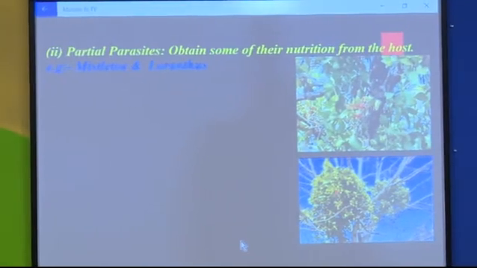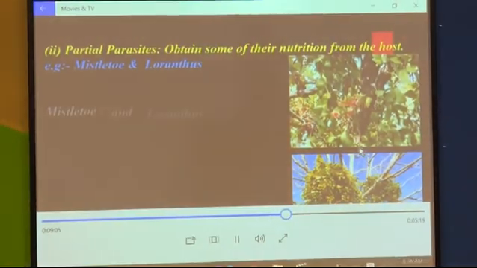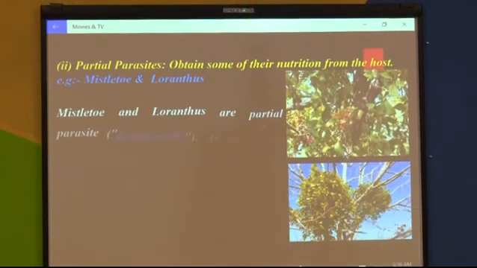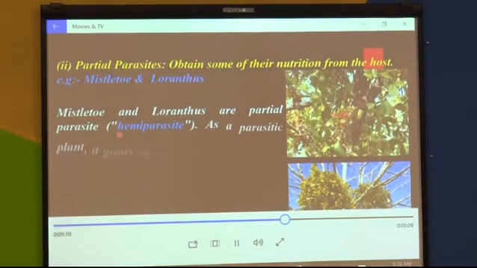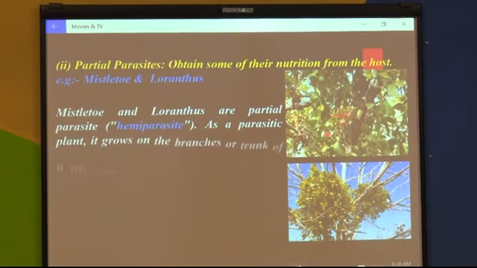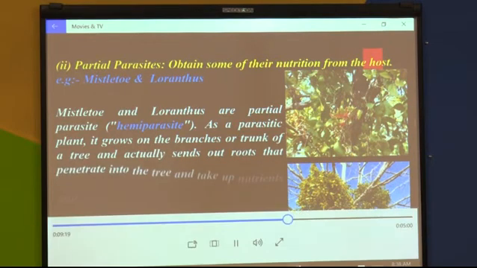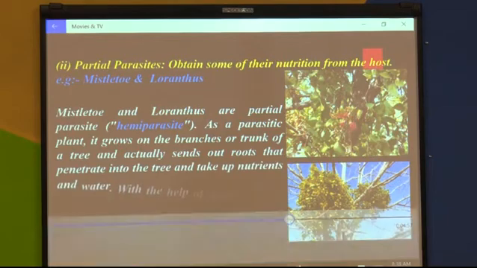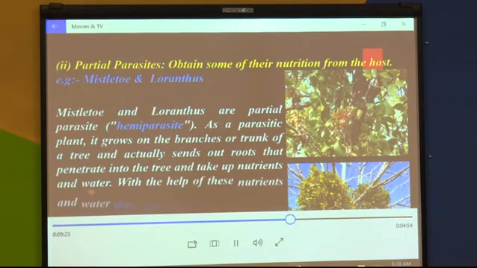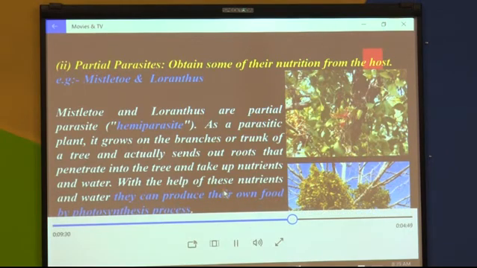Okay. See, examples of these partial parasites are Mistletoe and Loranthus. Here is the first structure which is of Mistletoe, and the second one is Loranthus, the partial parasites which are also called hemiparasites. As a parasitic plant, it grows on the branches or trunk of a tree and sends out roots that penetrate into the tree and take up nutrients and water. With the help of these nutrients and water, they produce their own food by the photosynthesis process.